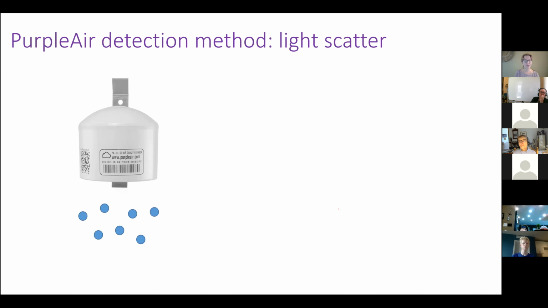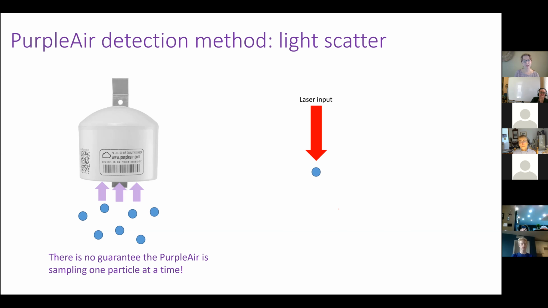With the PurpleAir sensor, we know that there's a general mechanism through which the particles are sucked up into the PurpleAir sensor with a fan, but there's no guarantee that the PurpleAir sensor is only sampling one particle at a time. Once the particles are inside of the sensor, we have a general process of light scatter. This light scattering process looks something like we have our laser input, which encounters a particle. Some of that light will not be scattered, while some of it will be scattered and is picked up with a detector.